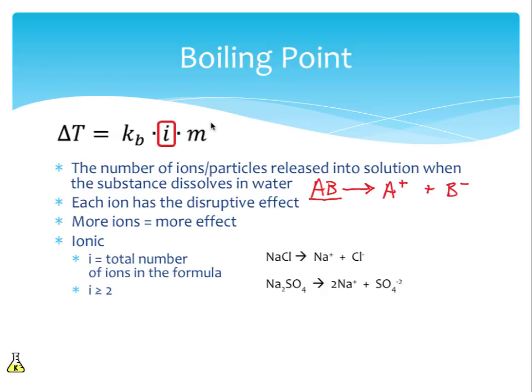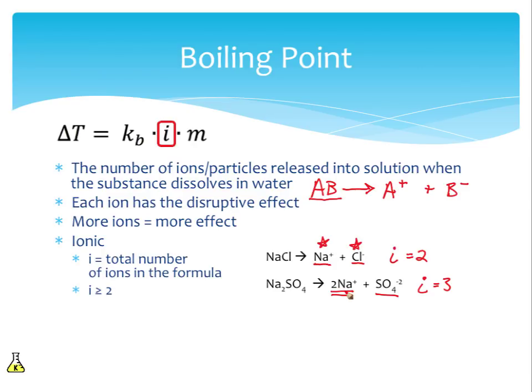In ionic solutes, the value of i is equal to the total number of ions in the formula. For example, when sodium chloride dissolves in water, it separates into sodium ions and chloride ions. We would say in this case that our value of i would be equal to 2 because we got 2 ions from our sodium chloride. In the case of sodium sulfate, we get 2 sodium ions and 1 sulfate ion. We would say in this case that our value for i is going to be 3 to represent all 3 of those ions.